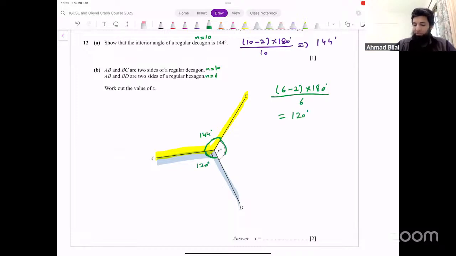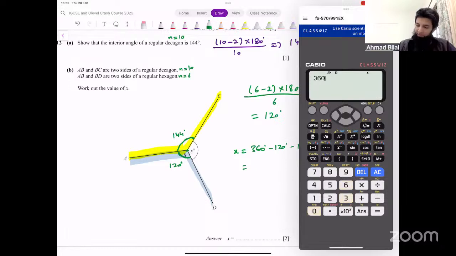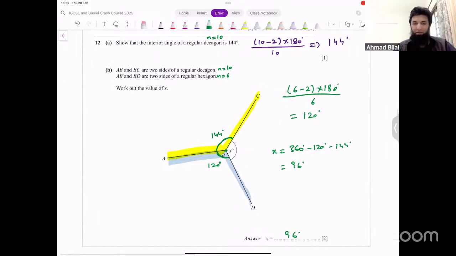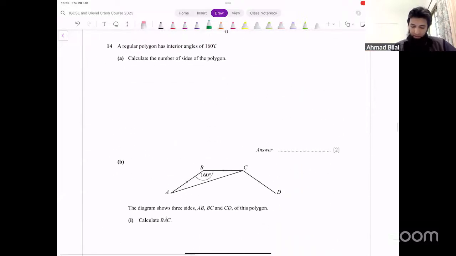So what's this remaining angle then? Angles at a point add up to 360. So we know that this angle is going to be 360 minus 120 minus 144, and that gives us 96. Let's confirm that: 360 minus this and minus 144, that's 96 degrees. The value of x therefore should be 96 degrees. Okay, now let me see if I can find one on an exterior angle.